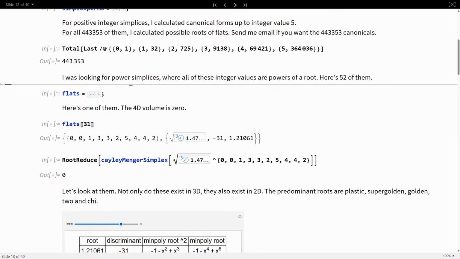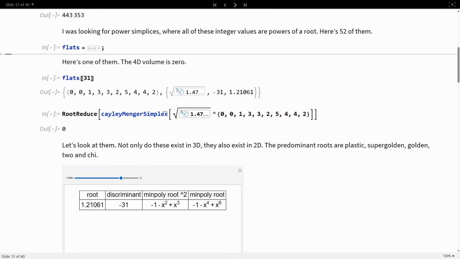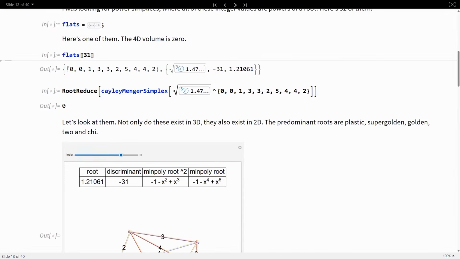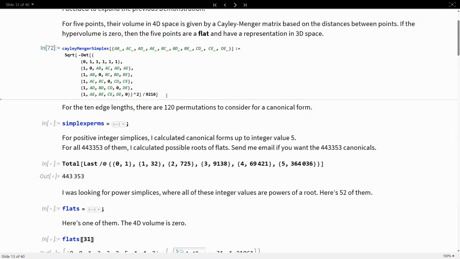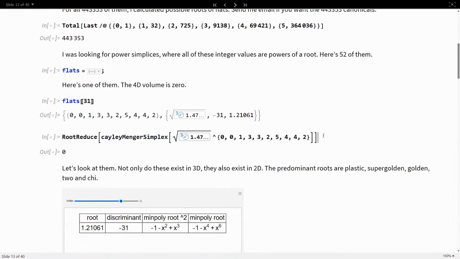So one of the first things I separated out was the ones that fit on a plane, which I should have called planes here, because flats is 3D objects, but I keep getting flats mixed up with things being flat. So here's one of the simplices I found. It's based on the super golden ratio, and these are the powers. When you do this calculation, it should come out to be 0.